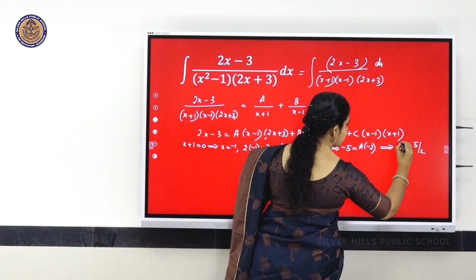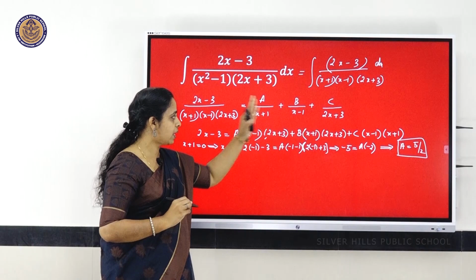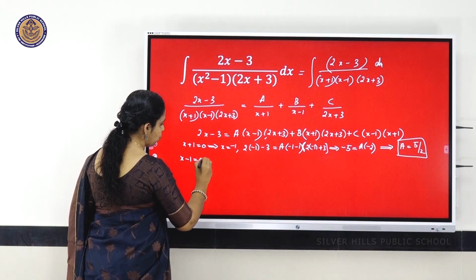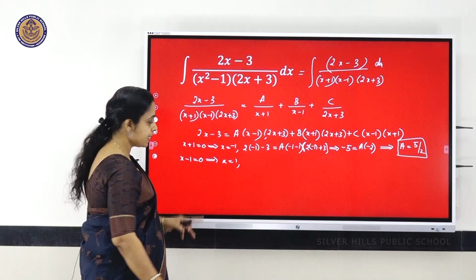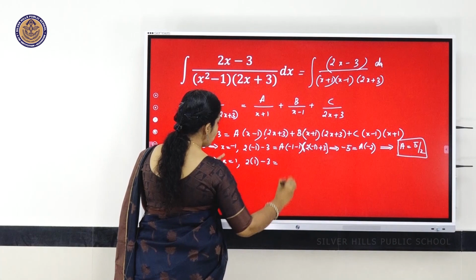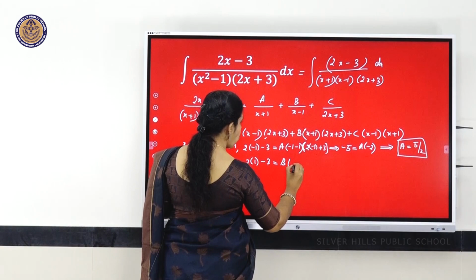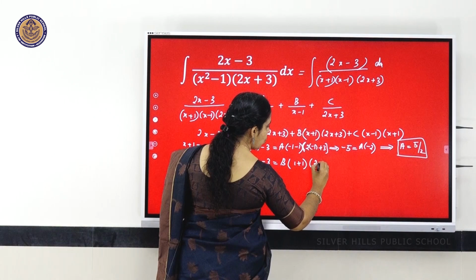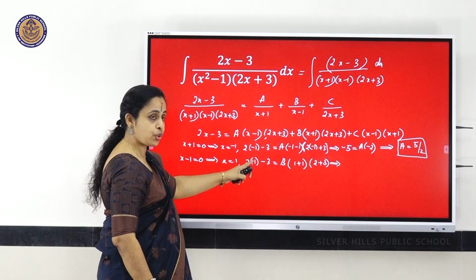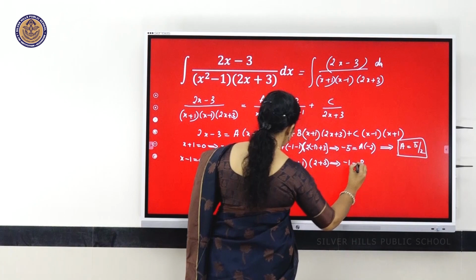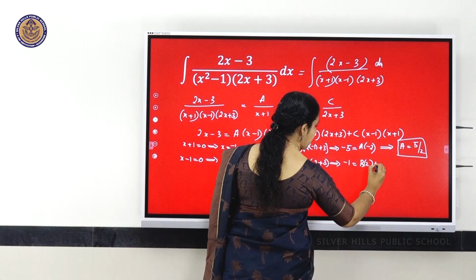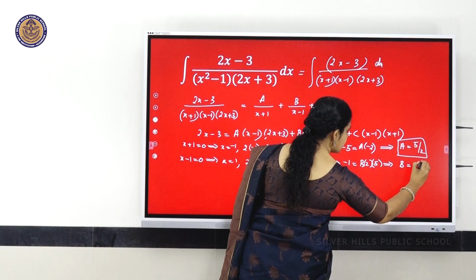We got the value of A. Now, let us put the second factor x minus 1 equal to 0. So, x minus 1 equals 0 means x equals 1. Applying in LHS, 2 into 1 minus 3 equals, where do you see x minus 1? With A and with C, so both will become 0. So, B into (1 plus 1) into (2 into 1, 2 plus 3). From this, 2 into 1, 2 minus 3, so minus 1 equals B into 2, and the next one, 3 plus 2, 5. So, we will get the value of B as minus 1 divided by 10.